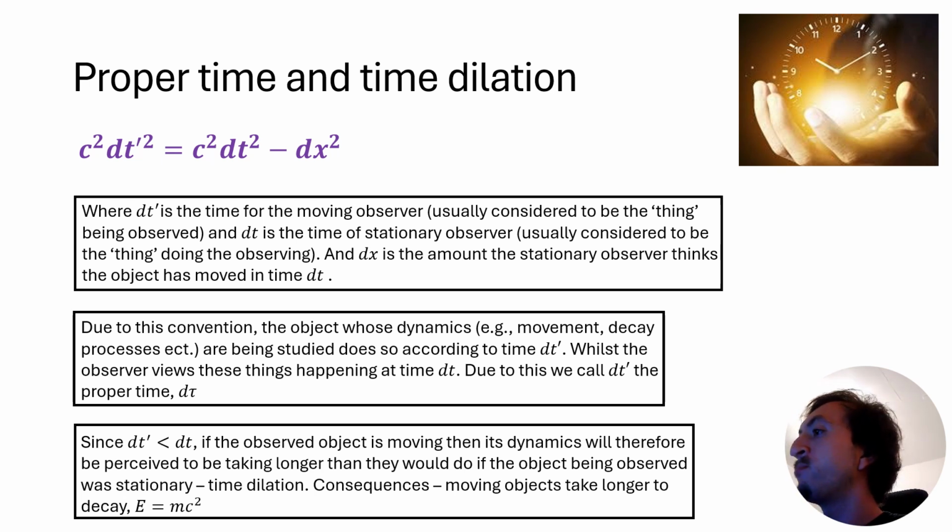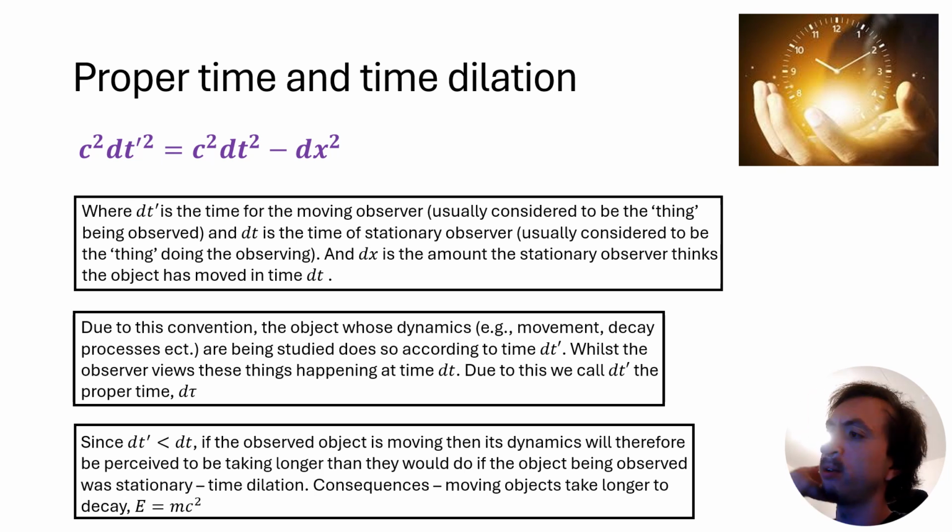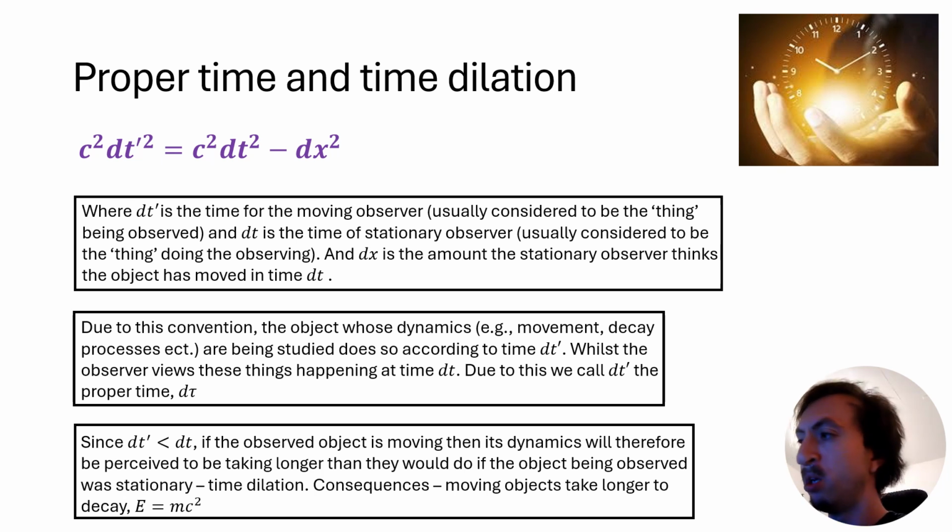then dt prime, so time from the particle's perspective, will be less than dt, so time from our perspective. So it looks to us as if time has slowed down for the particle. The particle seems to be taking a lot longer to do things it would do normally. An example of a consequence of this is moving particles taking longer to decay than when they're at rest, and we'll go through the details of that in a moment, because I know I mentioned it a few times, but it's worth going into the details of it.